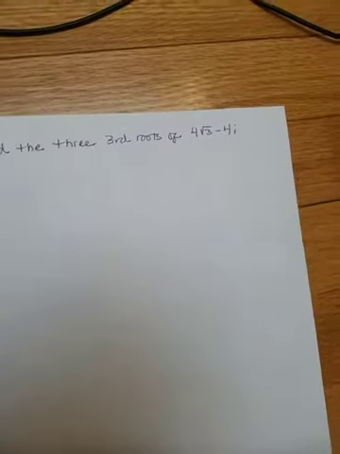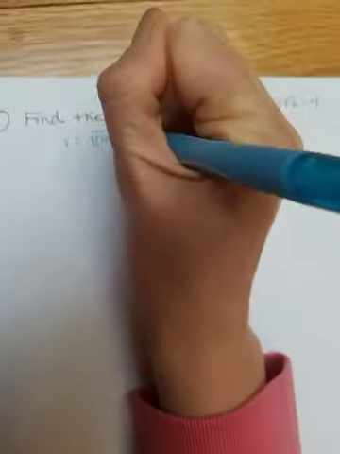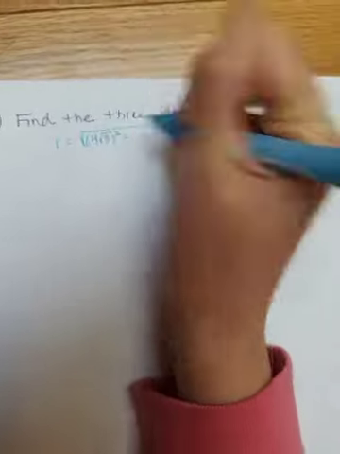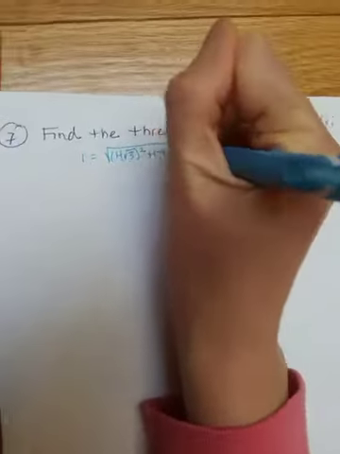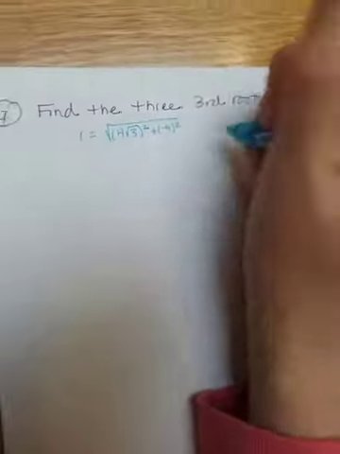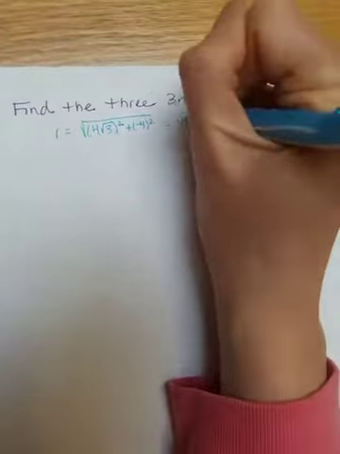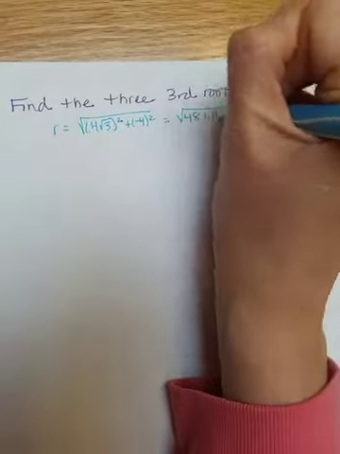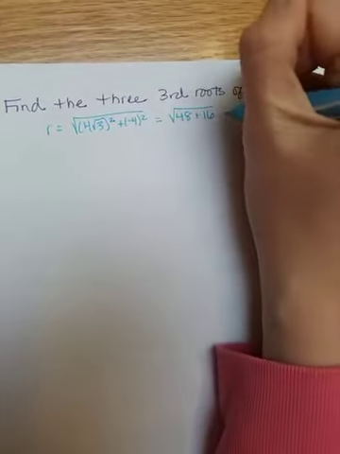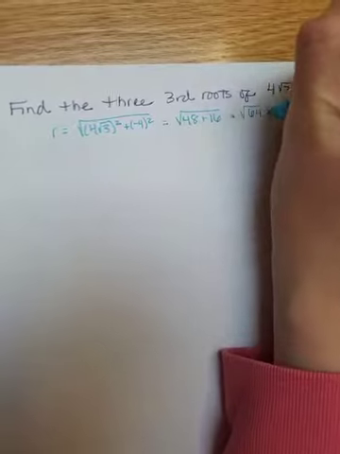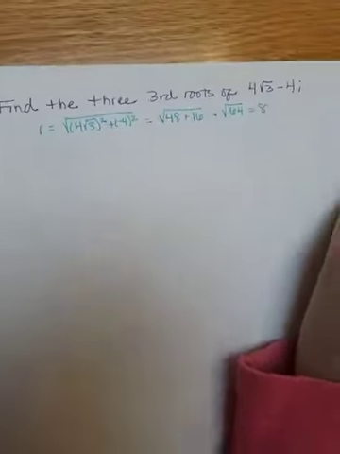All right, so using this one, I'm going to have r equals the square root of (4 root 3) squared plus, what is my b? Negative 4 squared. So if you do that out, you're going to get root 48 plus 16, which is root 64, which is 8. So my r is 8. I have to figure out my theta.